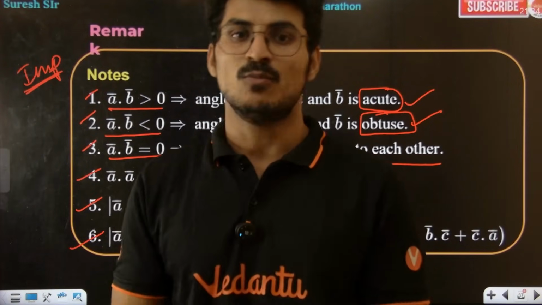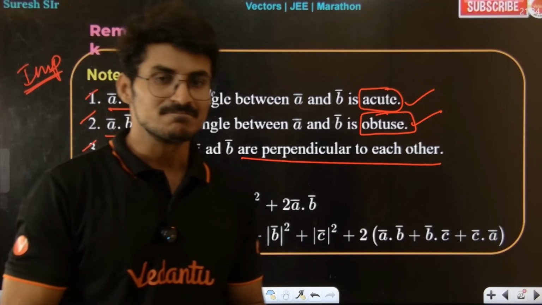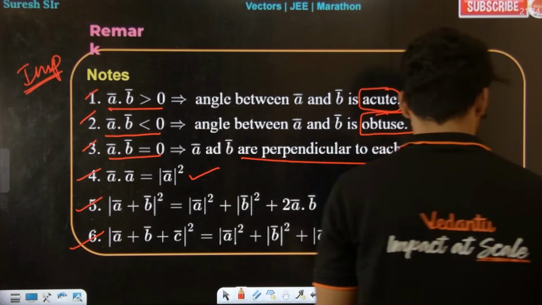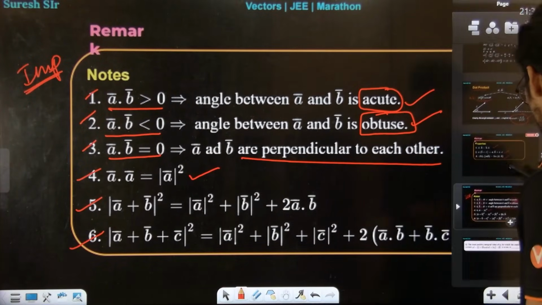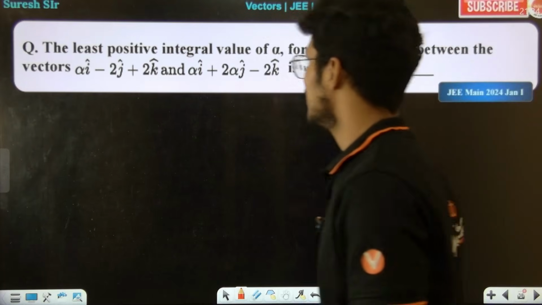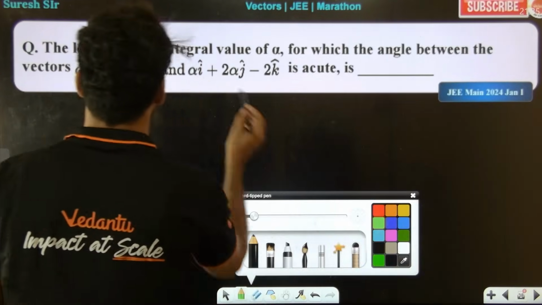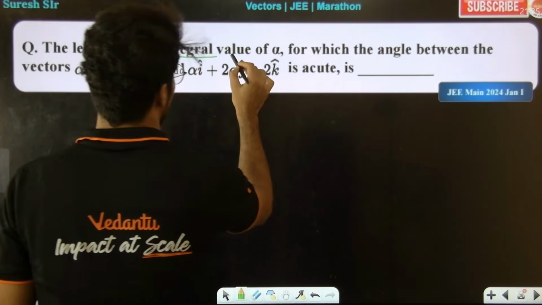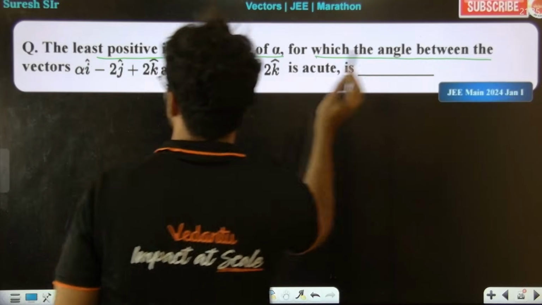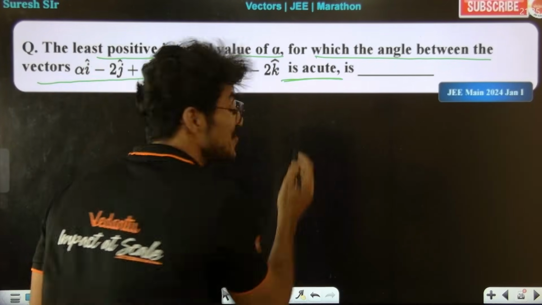Let's move forward. Are you all ready? Yes sir. Now look, see: the least positive integral value of alpha for which the angle between these two vectors is acute.